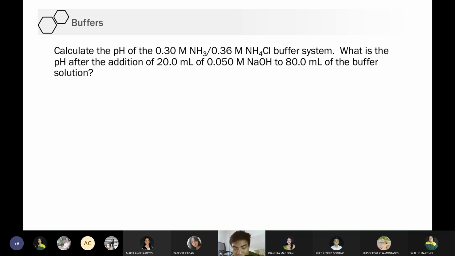Yung unang question muna sagutin natin. Kasi ito yung alam natin paano sagutan eh. Calculate the pH of 0.30 molar ammonia, 0.36 molar ammonium chloride buffer system. So the question, is this acid or base? No? Pag nakakita kayo ng ammonia, base agad yon.